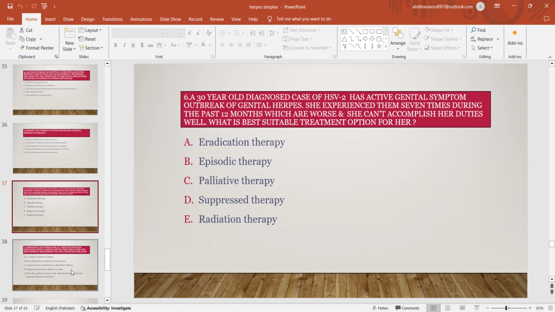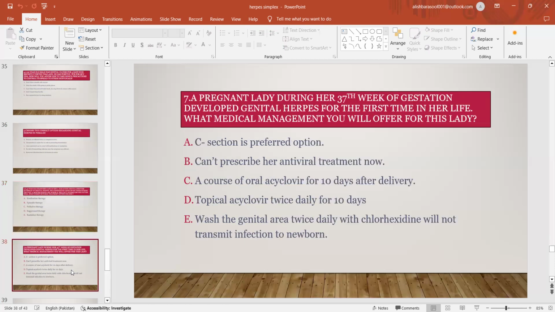It's D. A pregnant lady during her 37th week of gestation developed genital herpes for the first time in her life. What medical management will you offer for this lady? A. C-section is preferred. B. Can't prescribe her antiviral treatment now. C. A course of oral acyclovir for 10 days after delivery. D. Topical acyclovir twice daily for 10 days. E. Wash the genital area twice daily with chlorhexidine, will not transmit the infection to newborn.